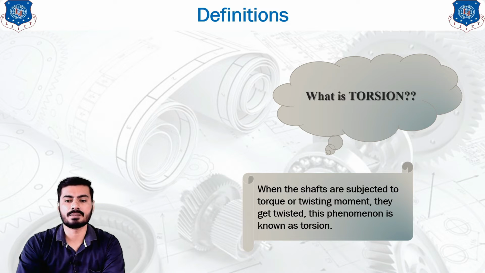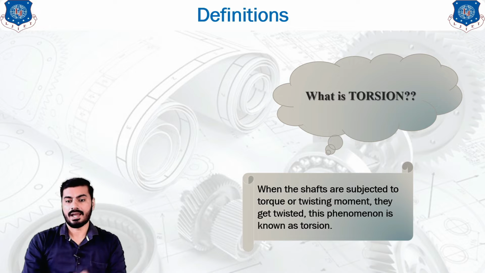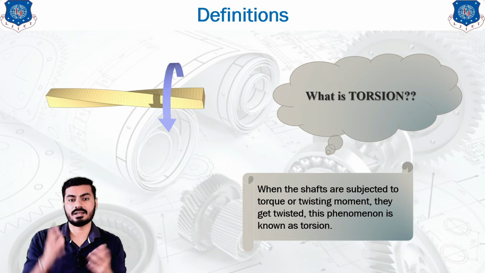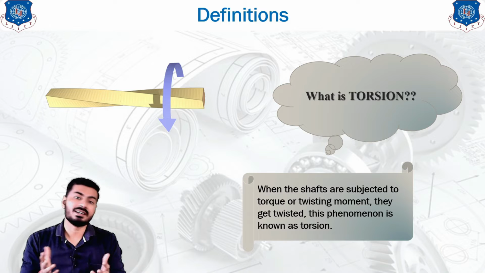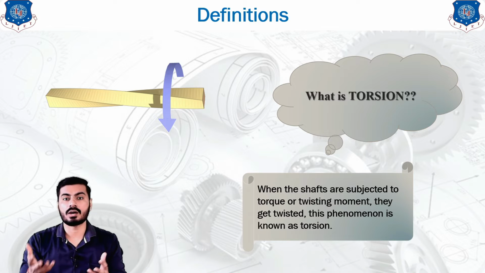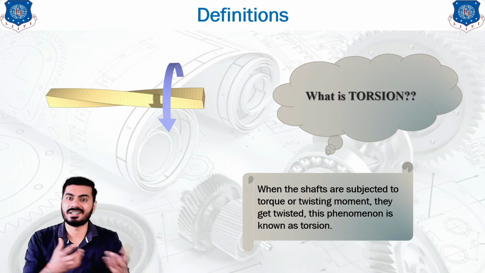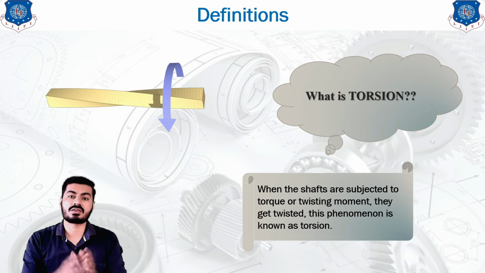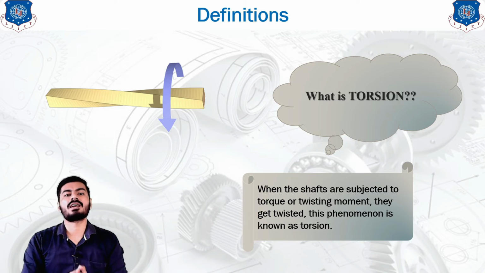When a shaft is subjected to a torque or a twisting moment, it gets twisted, and this phenomenon is known as torsion. In this diagram, I have shown one shaft whose cross section is rectangular. The cross section might change according to the application. Some shafts might have a cross section of a circle, square, rectangle, or triangle. Based on their application, their cross section can be changed. But right now I have taken this example of a rectangular cross section shaft.